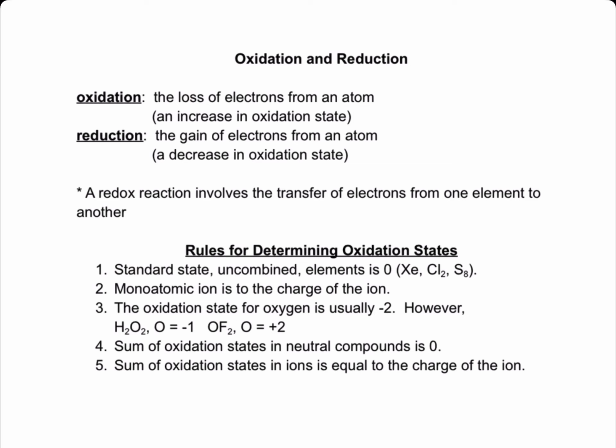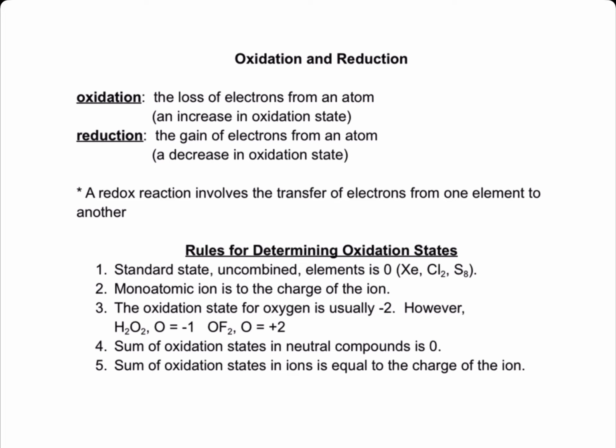Monatomic ions have the oxidation state that's equal to their charge. So sodium plus will have an oxidation state of +1. Calcium 2 plus will have an oxidation state of +2. The oxidation state for oxygen is usually -2. However, in peroxides, oxygen will have an oxidation state of -1. When oxygen is bound to fluorine, like OF2, oxygen will have an oxidation state of +2. The sum of the oxidation states in neutral compounds is 0, and the sum of oxidation states in ions is going to equal the charge of the ion.